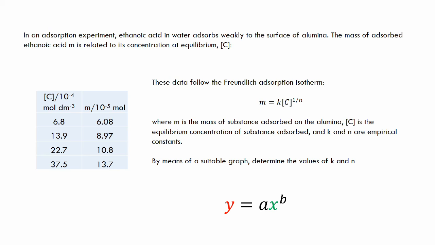Let's have a look at a little worked example here. In an adsorption experiment, ethanoic acid in water adsorbs weakly to the surface of alumina. The mass of adsorbed ethanoic acid is related to its concentration at equilibrium, C, C being the concentration here. The data follows the Freundlich isotherm, which is this equation here, m equals k c to the power of 1 over n. M here is the mass of substance adsorbed on the alumina, and C is the equilibrium concentration of the substance adsorbed. K and n then are empirical constants, and we're asked, by means of a suitable graph, to determine the values of k and n. And you'll note that that Freundlich adsorption isotherm takes on the form of one of those indices equations that we were looking at a couple of slides ago. It takes on that y equals a x to the power of b form.